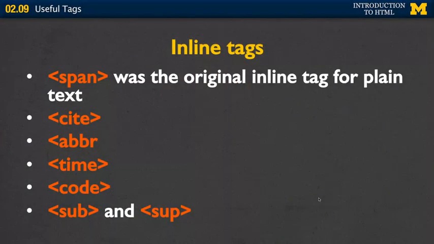So span was the original inline tag for plain text. You would put span around some code, and then you could go ahead and style it any way you wanted to. Now, in addition, we have cite, abbreviation, time, code, and then the subscript and the superscript. Now, if you're watching closely, you may have noticed that I left a little typo after abbreviation there, so make sure you go ahead and put in the less than or greater than sign. But let's look at examples of this code as well.